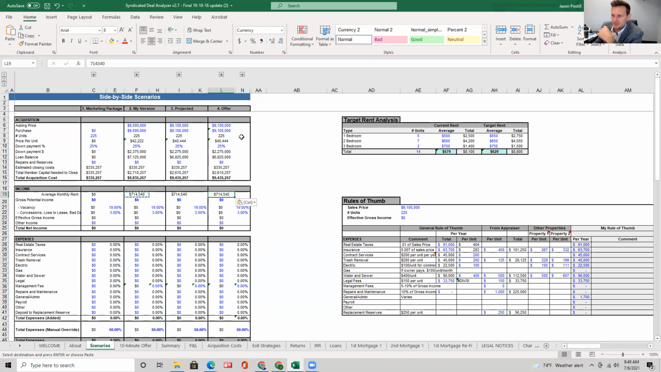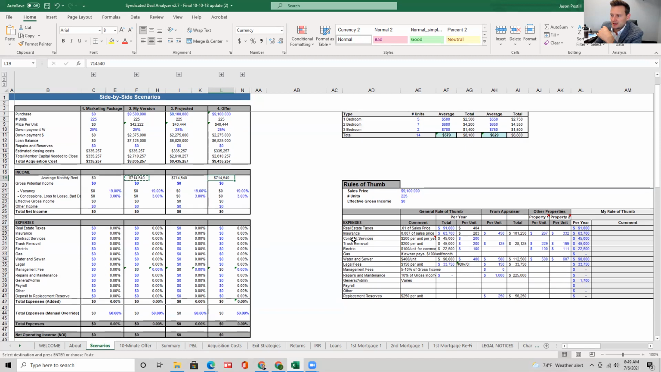So there are just a few different columns, so you can do it all at once. This is a little rule of thumb if you're just trying to figure it out on the fly. Let's say he didn't have his insurance in there and you haven't got a quote yet. Well, this chart shows that if you multiply the purchase price or the sales price by 0.007, that'll give you a ballpark insurance price.